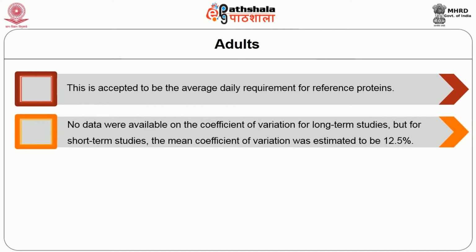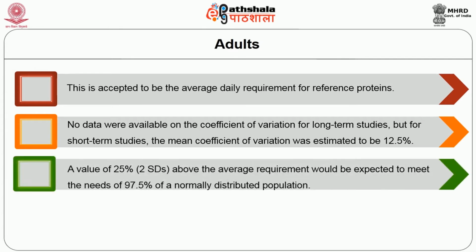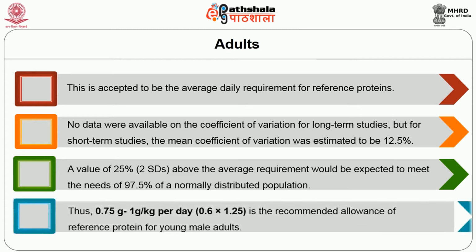No data were available on the coefficient of variance for long-term studies, but for short-term studies the mean coefficient of variance was established to be 12.5%. A value of 25% above the average requirement would be expected to meet the needs of 97.5% of a normally distributed population. Thus, 0.75 gram per kg per day is the recommended allowance of reference protein for young male adults.